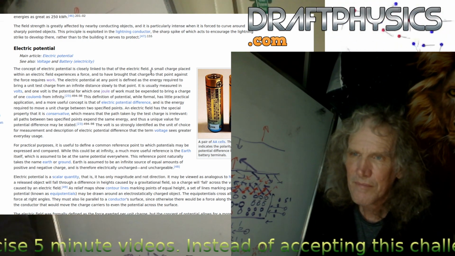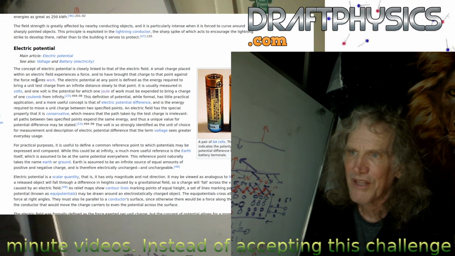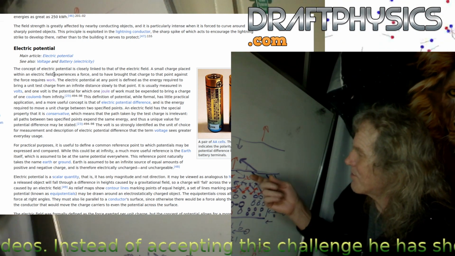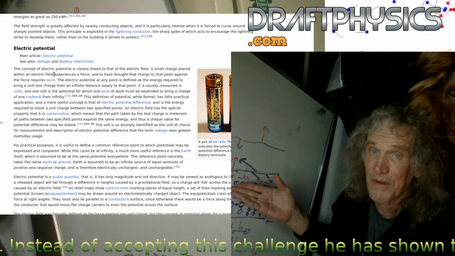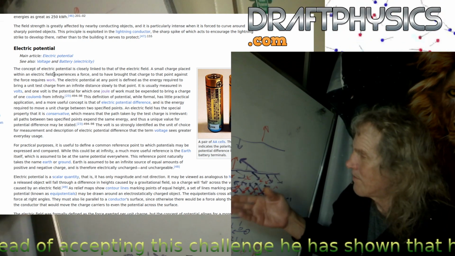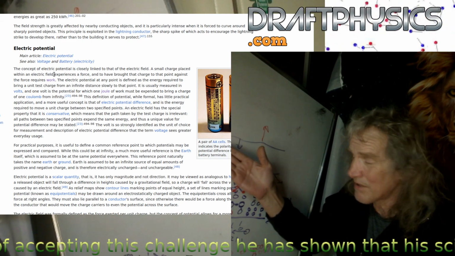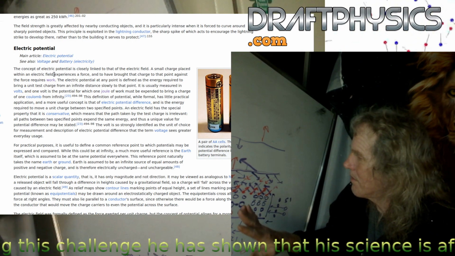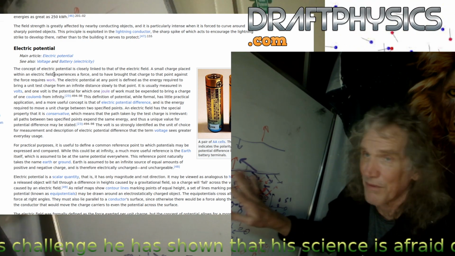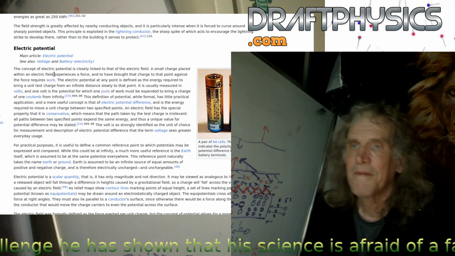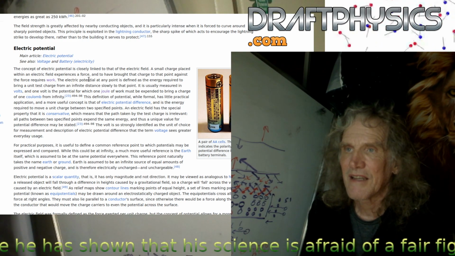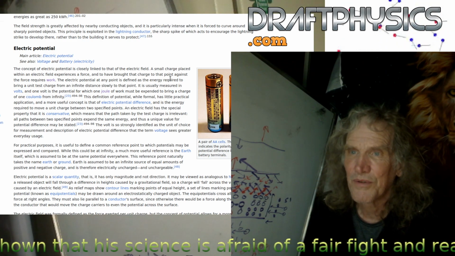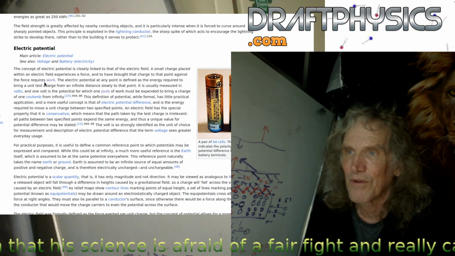All right. A small charge placed within an electric field. So again, the electric field is just how much of this electron force, the blue stuff, versus the red stuff. The blue stuff pushes the electrons, the red stuff doesn't do anything. It's inert, to an electron. So that's all you're really saying, is how much blue stuff. All right, experiences a force, and to have brought that charge to the point against the force requires work.